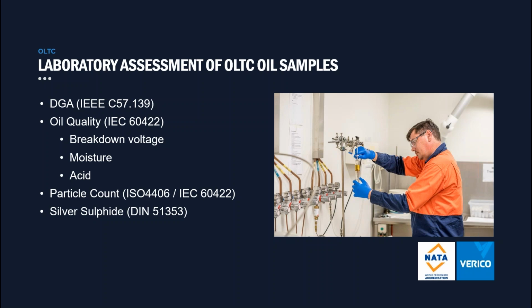It's advisable to conduct annual particle counting to monitor wear of contacts, and increases in larger particles can be an indicator of advanced deterioration. And we use the silver sulfide test to evaluate whether the oil is corrosive to silver contacts in the tap changer, and I'll talk more about this a bit later on.